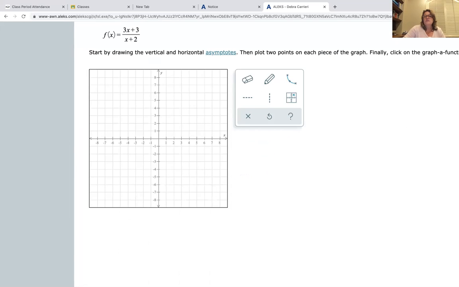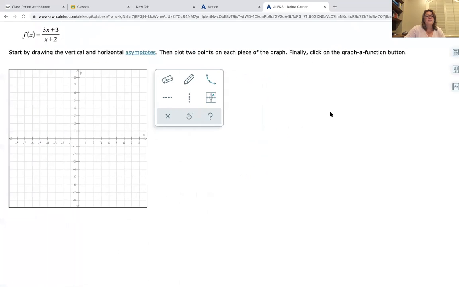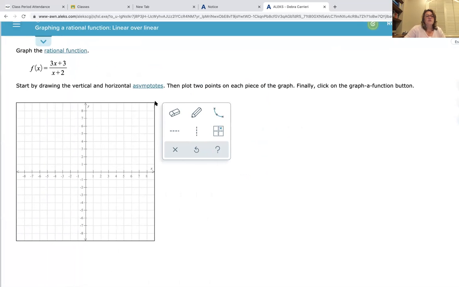Look at the instructions. It says, start by drawing the asymptotes, then plot 2 points on each piece. That's on each side of the asymptotes. Finally, click on the graph a function button. So don't click on the graph a function button till the end. I found that to be an issue.